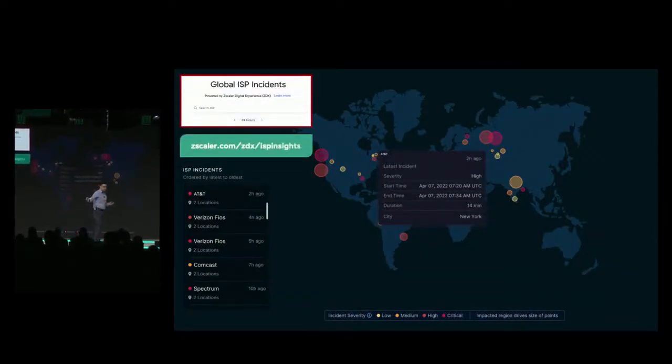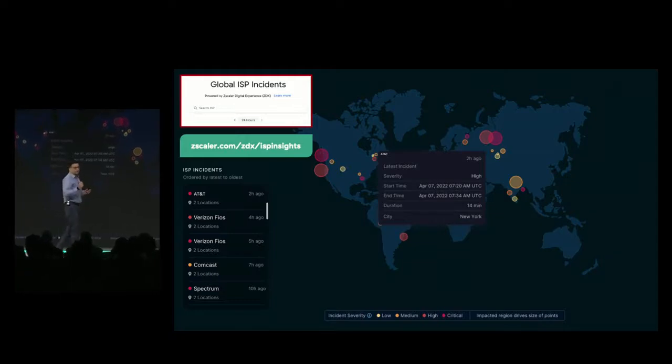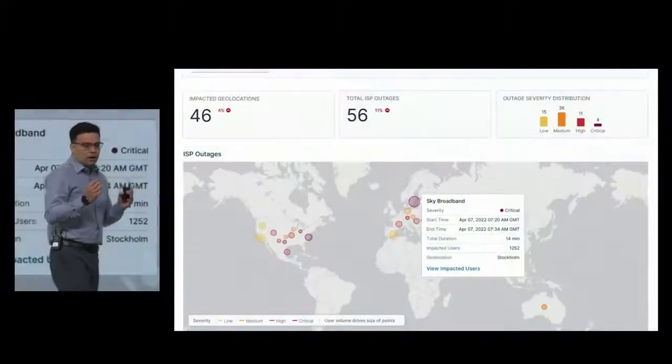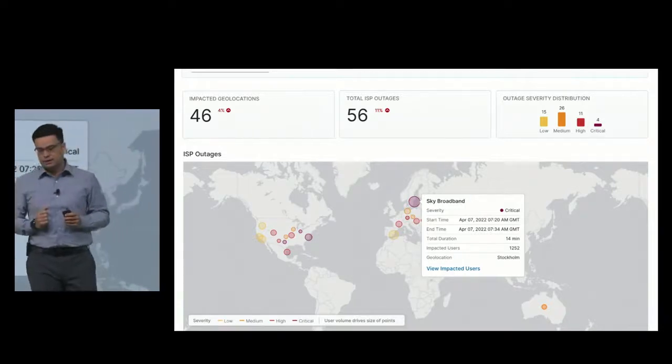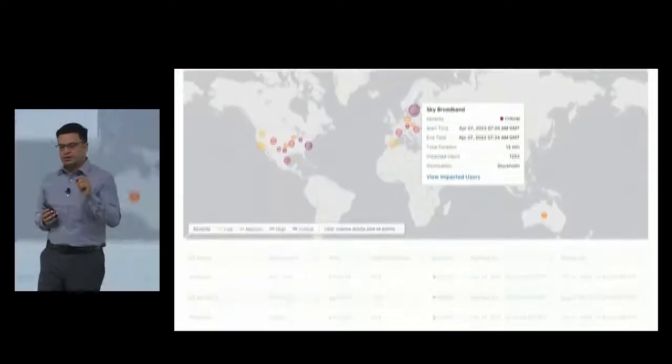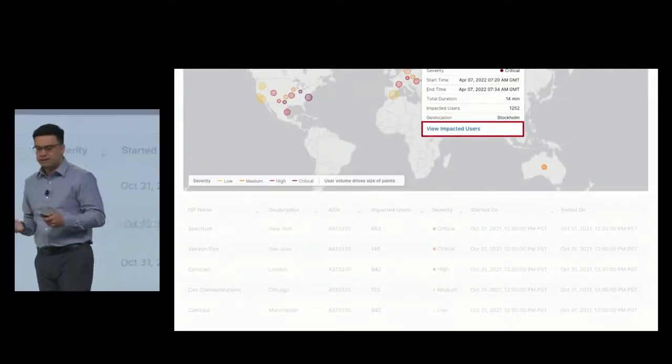You can go to this URL, and you can see through the lens of ZDX, we are monitoring millions of users, and we can see which ISP is having problems in what part of the world. Is it a macro problem? Is it a geo problem? Is it a global problem? And then you can also see how that ISP outage impacts your users within your tenant as well. You will be able to click and see that ISP outage, who is it impacting within my organization.